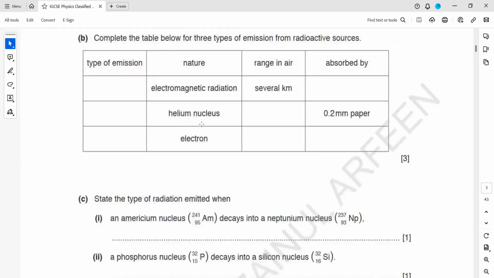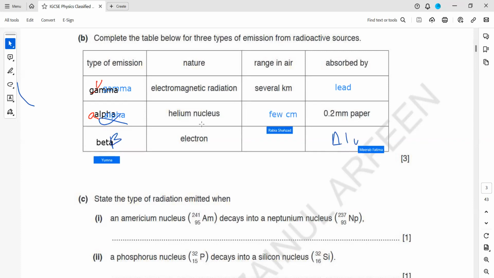Part B, complete the table. Use the screen annotation. The first one is electromagnetic radiation. You can mention the name, or you can just use a symbol. Gamma is there, and it can be absorbed by lead. The second one is alpha, which is a helium nucleus. What is the range of alpha? A few centimeters, and it can be stopped by a paper.